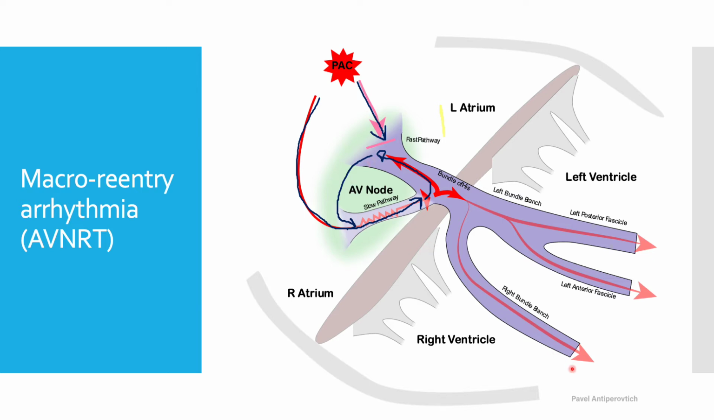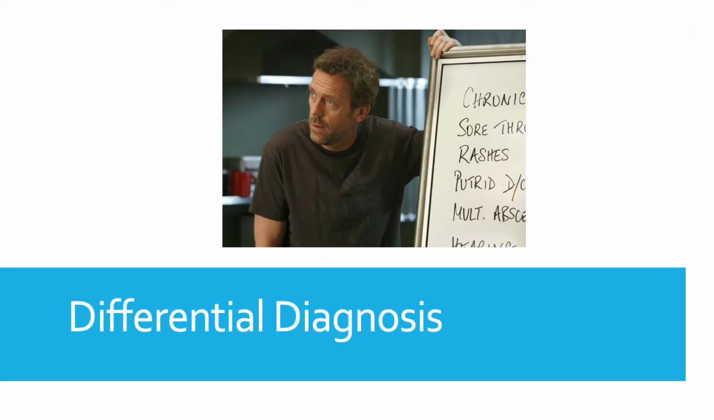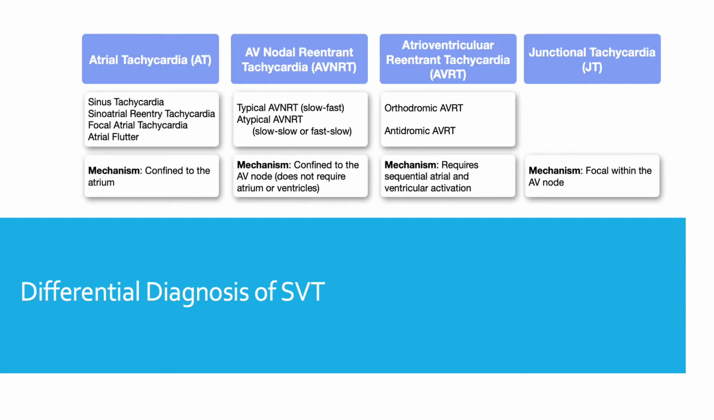This diagram illustrates the three basic requirements of a macro reentry circuit. There has to be slow conduction, a unidirectional block, and recovery of the tissue, allowing it to be re-excited. When assessing a tracing for an SVT, it's important to formulate a differential diagnosis list. The differential diagnosis for SVT can be quite long. EP physicians generally group them into four main categories which have distinct properties.